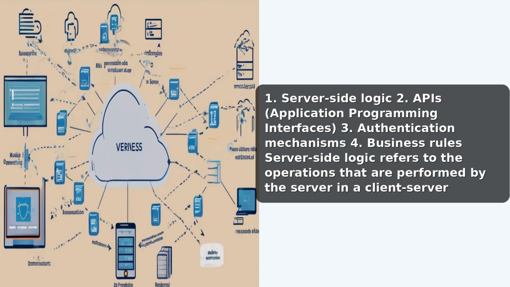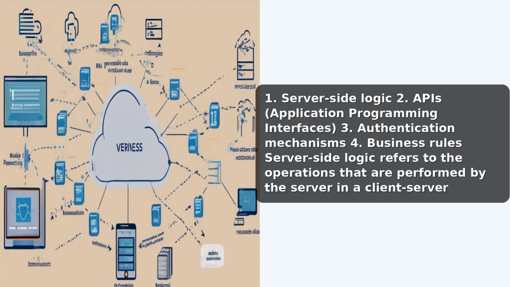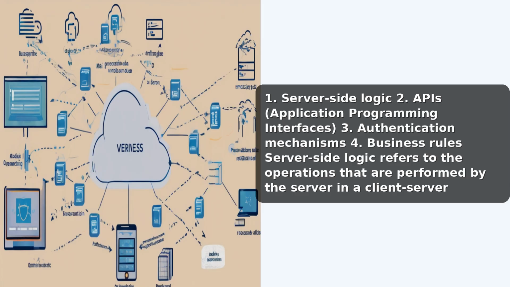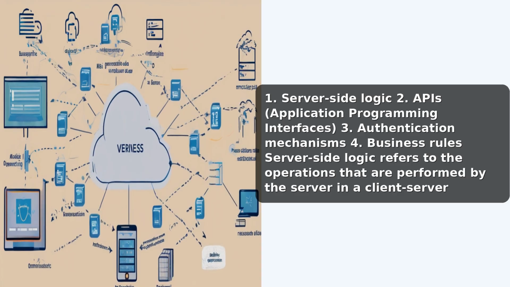APIs, or Application Programming Interfaces, are sets of protocols and tools for building software applications. In the context of the backend, APIs allow different software programs to communicate with each other. For instance, when you use a mobile app to check the weather, the app uses an API to retrieve data from a remote weather server.